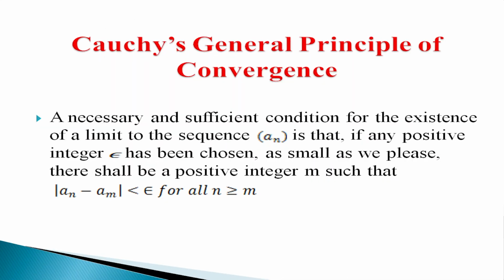There is a principle of convergence which is derived by Cauchy, that is Cauchy's general principle of convergence. It gives the necessary and sufficient condition for the existence of a limit of the sequence A_n. That is, if any positive number epsilon has been chosen, however small it may be, there shall be a positive integer m such that modulus A_n minus A_m is less than epsilon for all n greater than or equal to m. In this module, we have seen the statements of the theorems only.